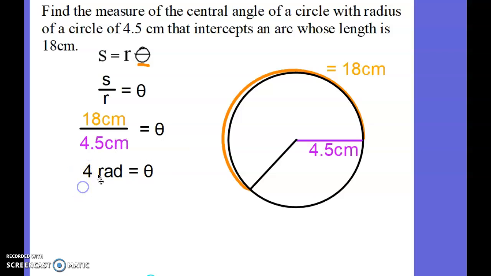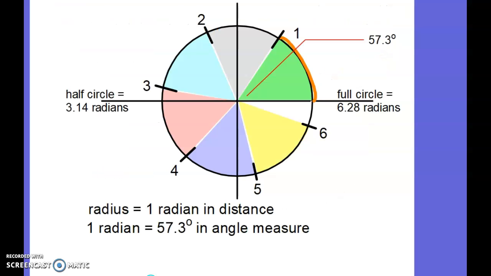4 what? 4 radians. And if you don't remember, let's go back to this. Again, this is day 1 of what is a radian. 1, 2, 3, 4. This is in the third quadrant. Remember, I asked you to know this counterclockwise as well as clockwise. 4 radians is down in the third quadrant.